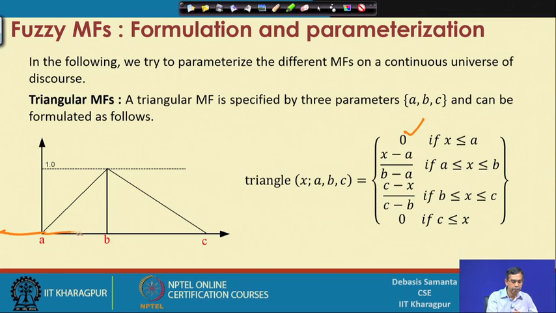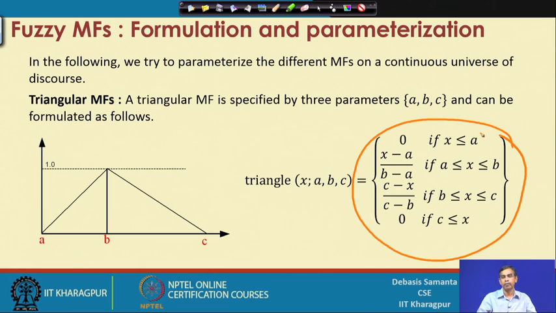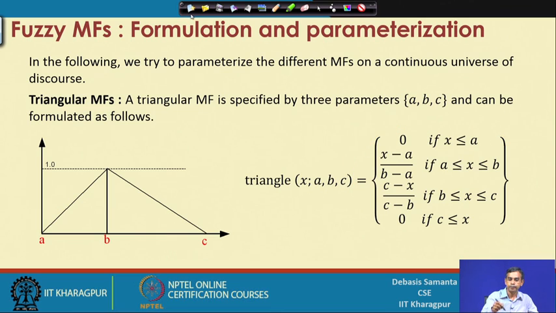In between a and b, the membership function can be defined by this; this is basically a slope. Similarly, in between b and c, this is another slope, which can be defined like this, and for x greater than c, it is 0. So, whatever the graphical representation looks like, it can be described mathematically in this form. This is a mathematical expression by which a fuzzy set can be defined, and definitely this fuzzy set is defined over a continuous universe of discourse. So, this is the triangular membership function.